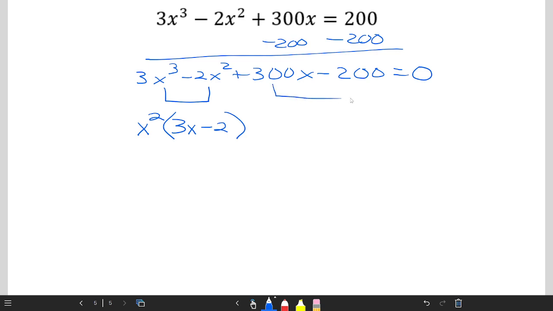And then if we look at our second pair of terms here, looks like both of those coefficients are divisible by 100. And we want to factor out positive 100 because we do want the first term to be positive and the second term to be negative, because we're trying to be left with 3x minus 2 again. So if we factor out positive 100, the signs will stay the way they are now. We'll be left with 3x minus 2.